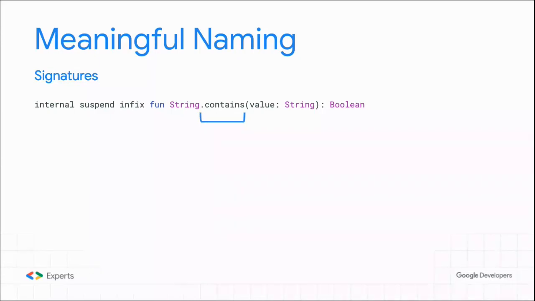Command query separation is the idea that a function should either be a command or query, not both. So either it modifies a state or it returns a resource. If you're modifying a state, make sure to use a verb.